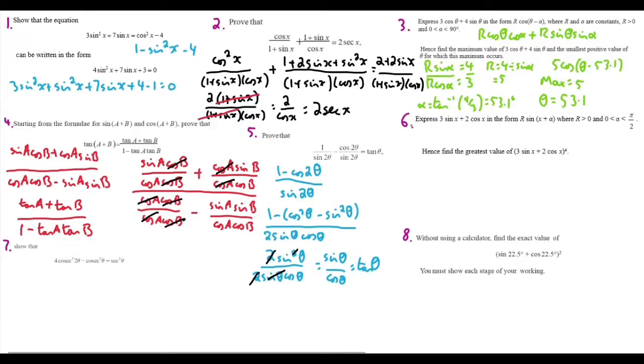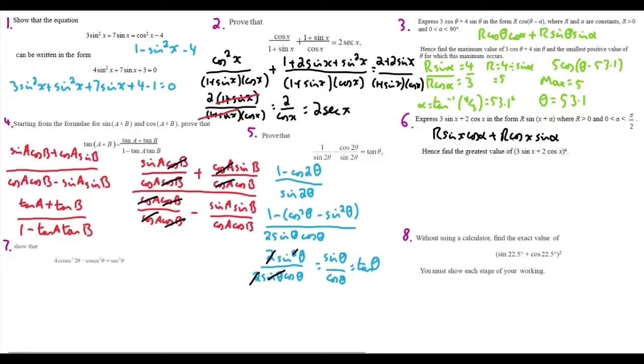Question 6. Express 3 sine x plus 2 cos x in the form of r sine x plus alpha, where r is greater than 0 and alpha is between 0 and pi over 2. And then hence find the greatest value of that expression to the power of 4. Like we did above, I'm actually just going to write out the expanded form first, just so we can compare. So it'll be r sine x cos alpha plus r cos x sine alpha.